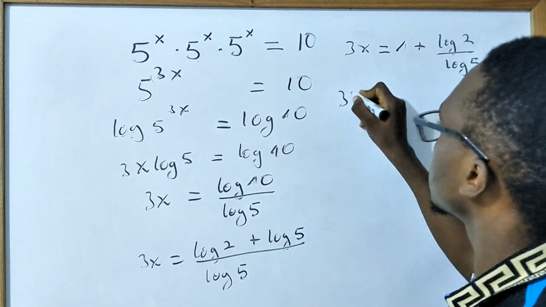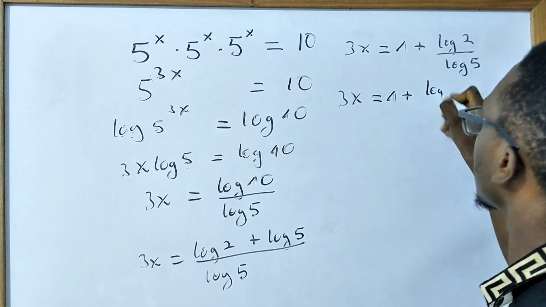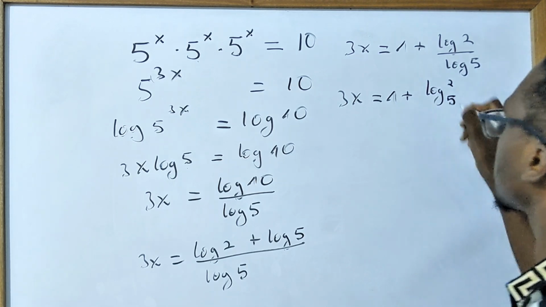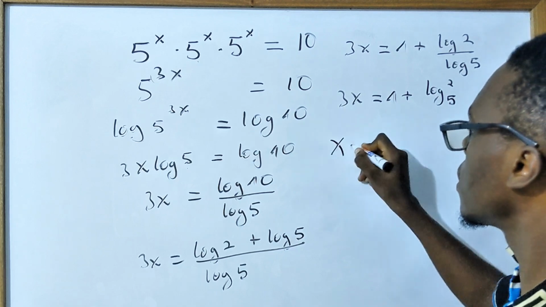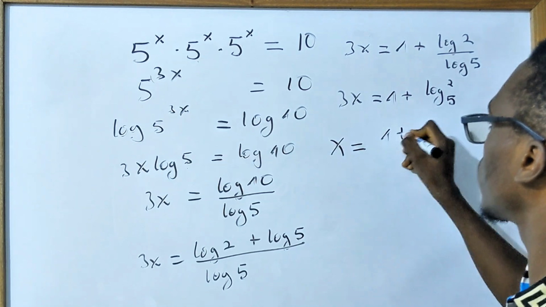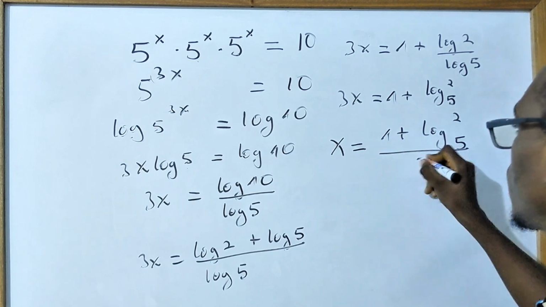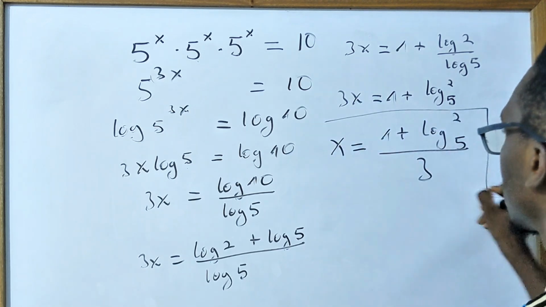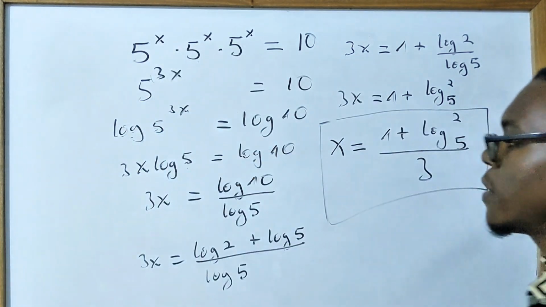Hence we have 3x is equal to 1 plus log of 2 base 5. That is what we're going to have at this point. Hence our x is equal to 1 plus log of 2 base 5, all over 3. That is our final value of x. You can take this and substitute it back here and have your final answer.